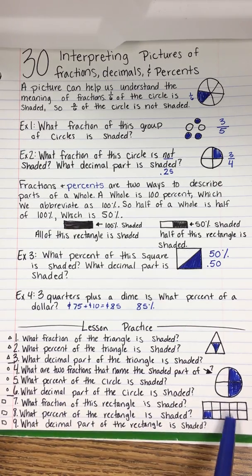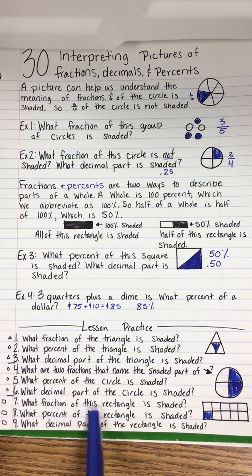Number 7 deals with this rectangle. What fraction of this rectangle is shaded? Number 8, what percent of this rectangle is shaded? And number 9, what decimal part of this rectangle is shaded?